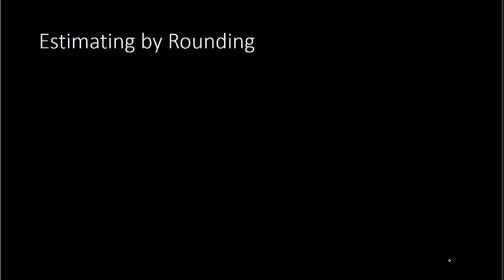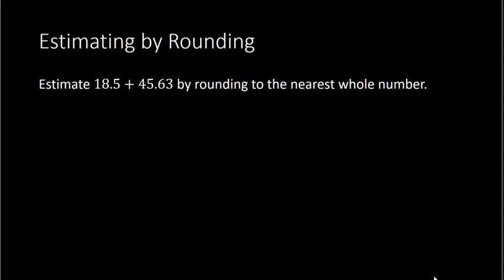Now here's an example where we are estimating by rounding, and we are asked to round to something other than the greatest place value. Here we are rounding to the nearest whole number. So the nearest whole number, that means we're rounding to the ones place. So we're rounding the 8, and then we're rounding the 5. And to round both of those, we look at the number right after it.